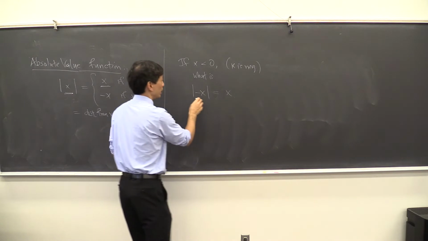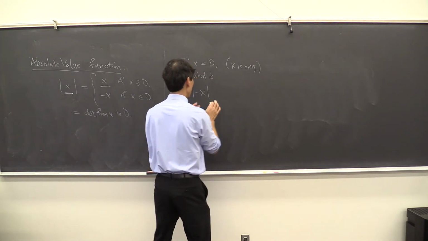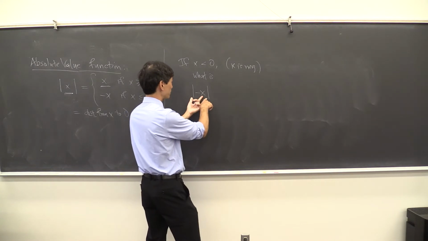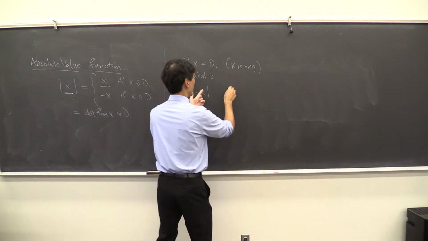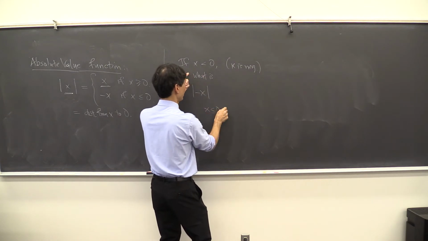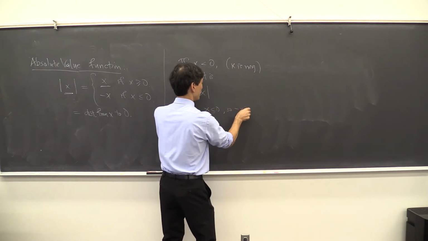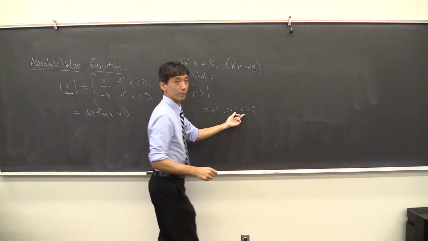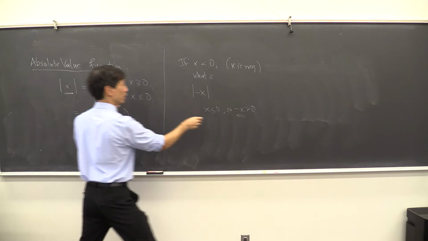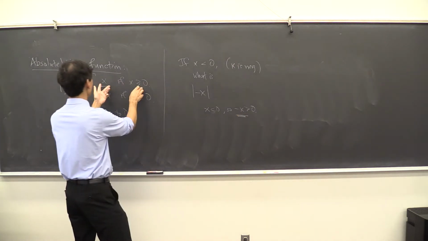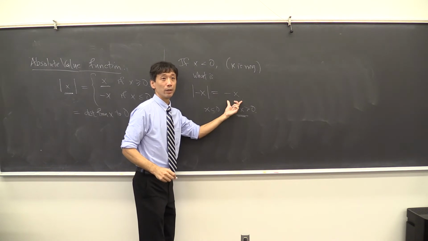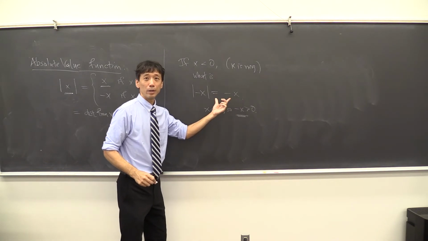So here I come to this, and you need to think, well, what is this? Negative x, x is less than 0, so negative x is greater than 0. So this is positive. So I come over here and I say, okay, the input is positive, so the output will just be that thing.